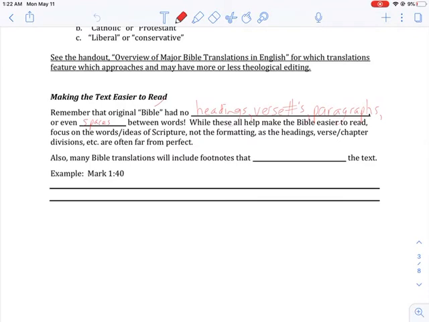Now, we just mentioned the word footnotes. We're going to talk about footnotes some more. We talked about these the other day with text critical footnotes, but now we're going to see that there are also translation footnotes that help explain the decisions that scholars made.